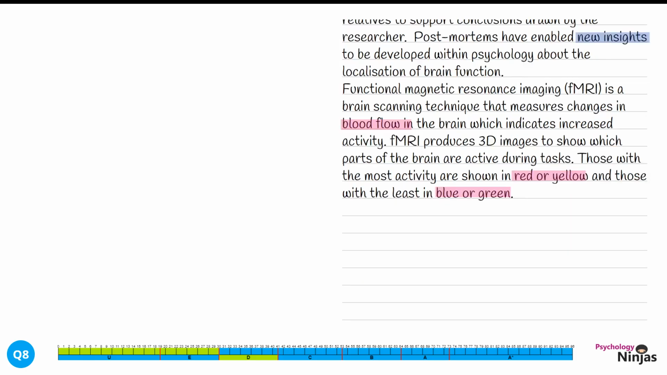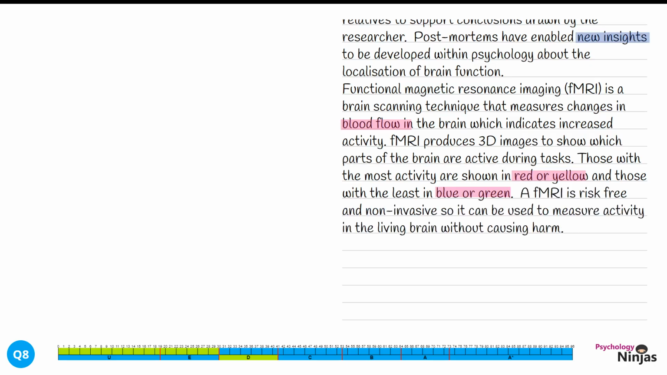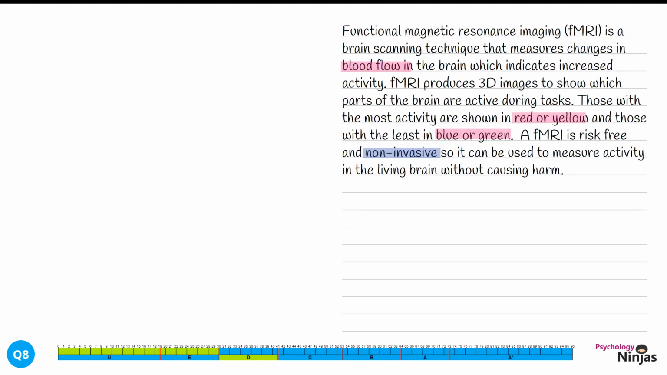We're then going to evaluate fMRIs as a way of studying the brain. An fMRI is risk-free and non-invasive, so it can be used to measure activity in the living brain without causing harm. Because fMRI are looking at brain activity through blood flow, these make them non-invasive, and we've linked this into an ethical issue. We're then going to explore some advantages in more detail.